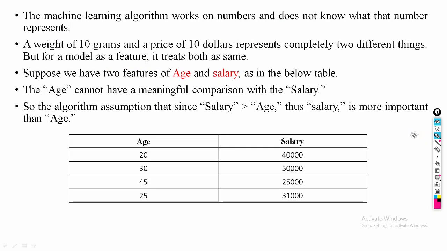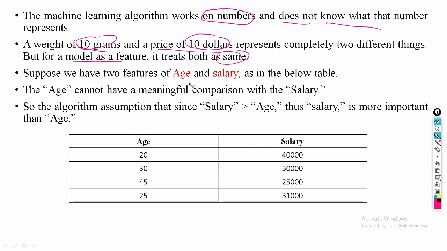Machine learning algorithms work on numbers and do not know what the number represents. For example, a weight of 10 grams and a price of $10 represent two completely different things. As humans, we know 10 grams is one kind of feature and $10 is another kind of feature. There is no relation between these two features, but the model may consider them as if both are the same.